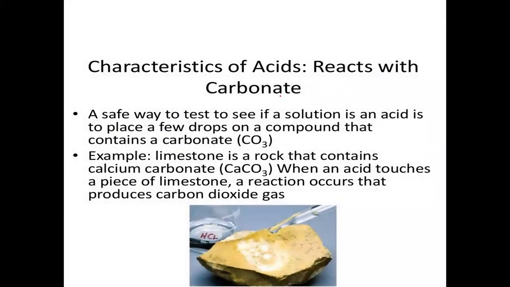Reaction of acid with carbonate. A safe way to test if a solution is an acid is to place a few drops on a compound that contains carbonate, CO3. For example, limestone is a rock that contains calcium carbonate, CaCO3. When an acid touches a piece of limestone, a reaction occurs that produces carbon dioxide gas.